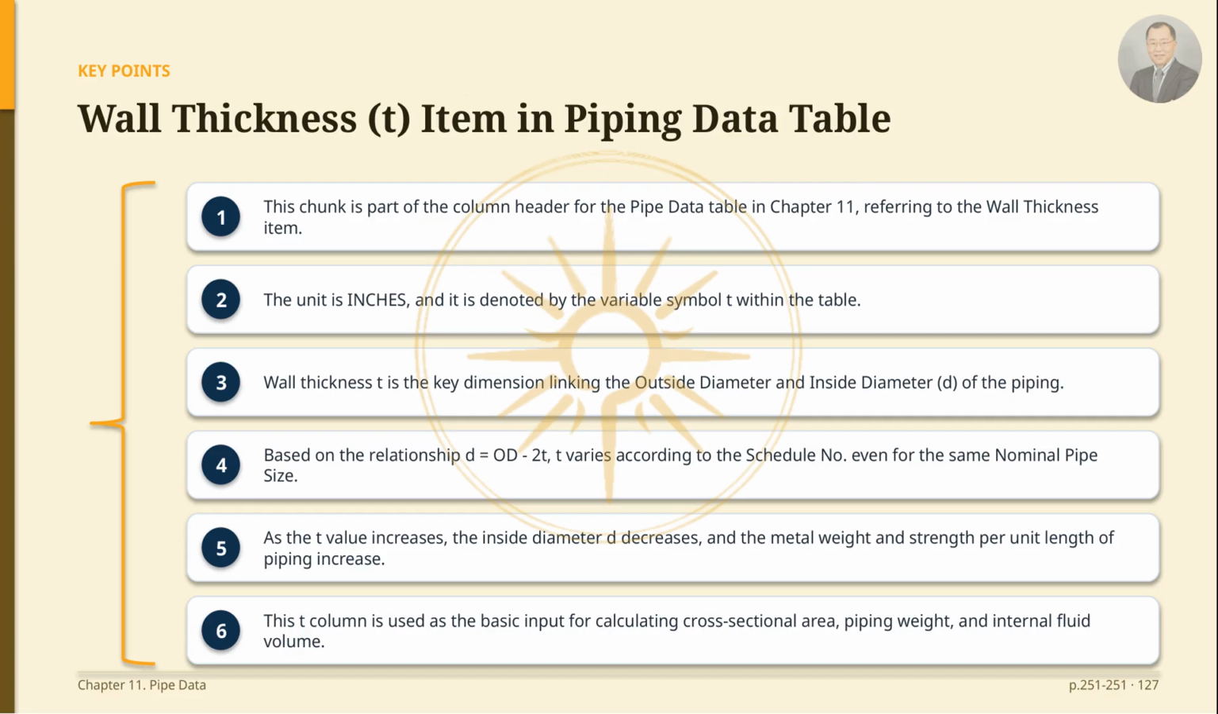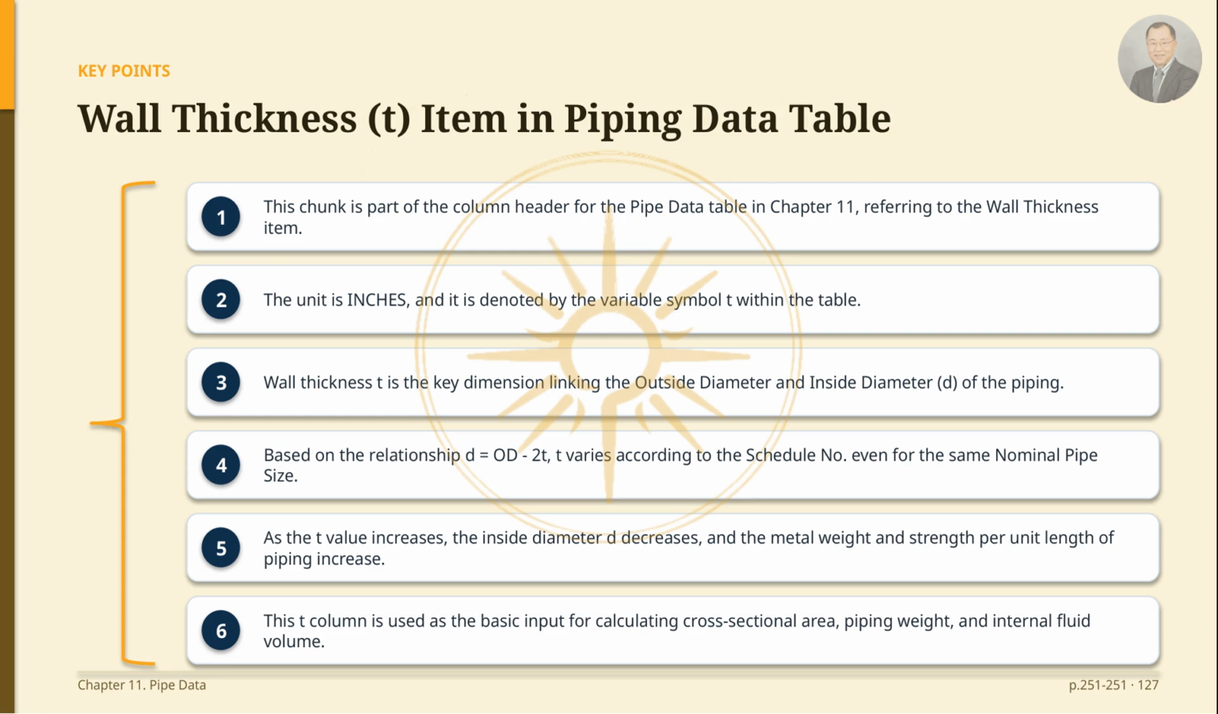As the T value increases, the inside diameter decreases, while the metal weight per unit length and the strength of the pipe increase. This T column serves as the basic input value when calculating the cross-sectional area, pipe weight, and internal fluid volume.